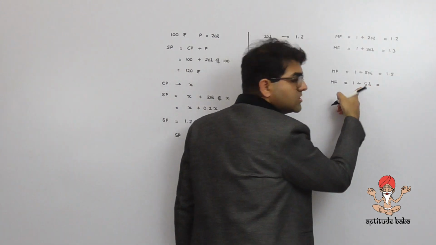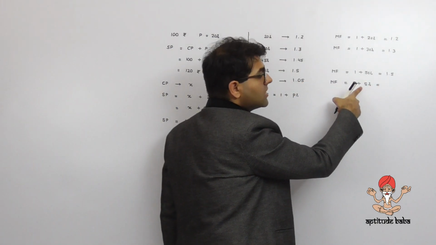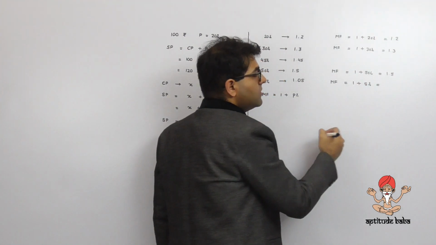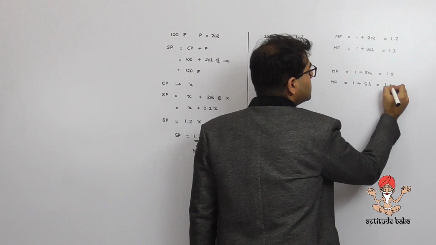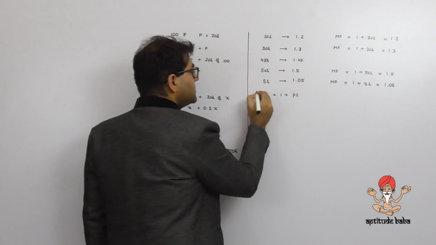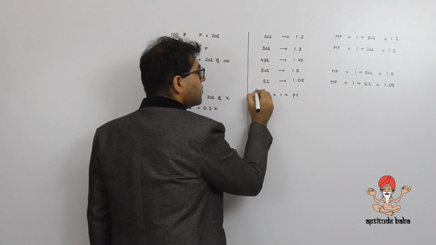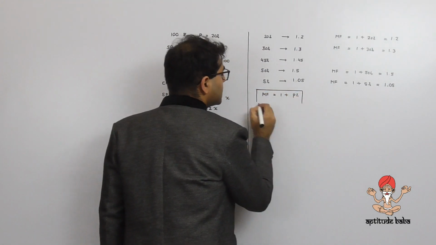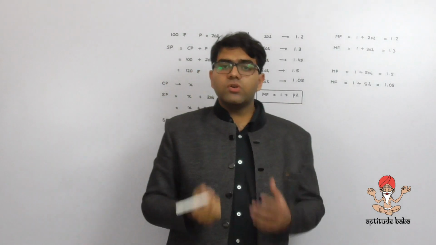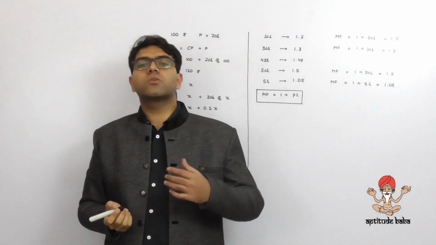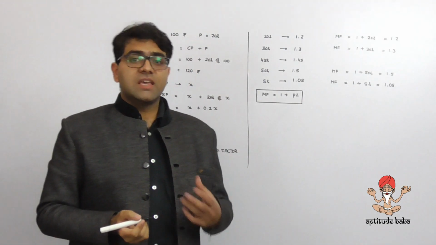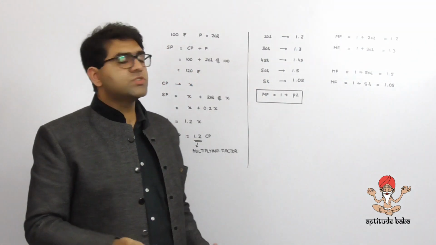Now this 5% can be written as 5 by 100, which is nothing but 0.05, so that the multiplying factor ends up becoming 1.05. Okay, so as far as profit is concerned, using that profit I can define the multiplying factor as 1 plus profit percentage. Whatever profit value you are given, you can define its corresponding multiplying factor. Is the reverse also true? Of course it is true.